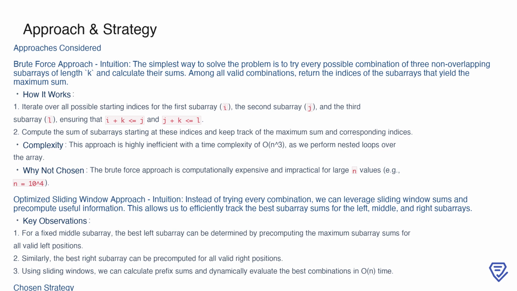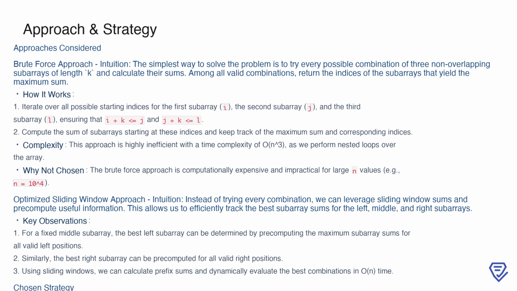This is done by iterating over all valid starting indices for the three subarrays, ensuring that they don't overlap. While conceptually simple, this approach is computationally expensive due to its n³ complexity, making it impractical for large input sizes. Instead, we opted for the optimized sliding window approach.